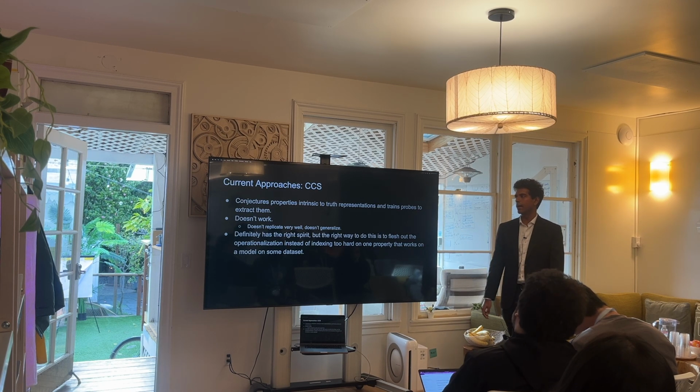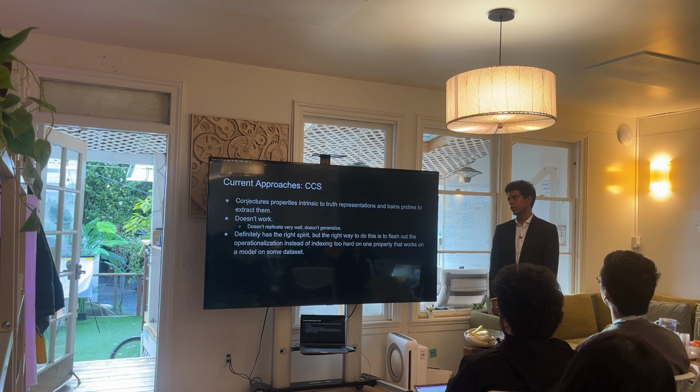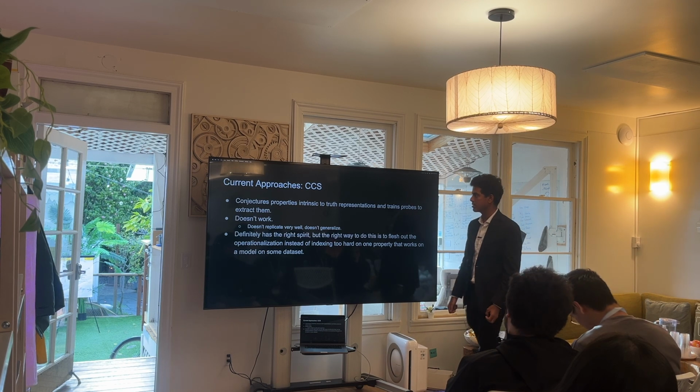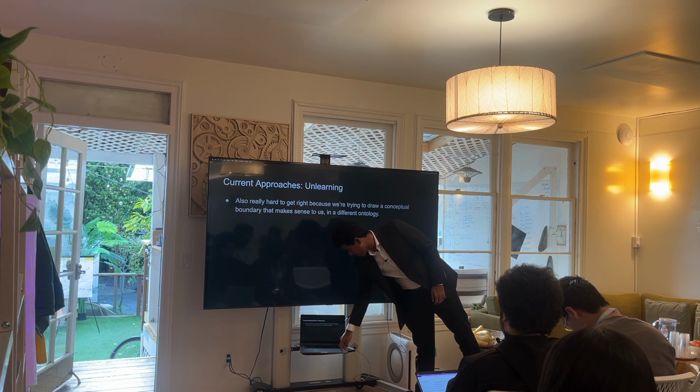People underestimate the extent to which thinking about worst case alignment guarantees does actually give you predictive power over how well things will work in the real world. But yeah, definitely the right spirit, and the thing you want to do is flesh out operationalizations of truth representations. But yeah, CCS is good, but it could be significantly better.